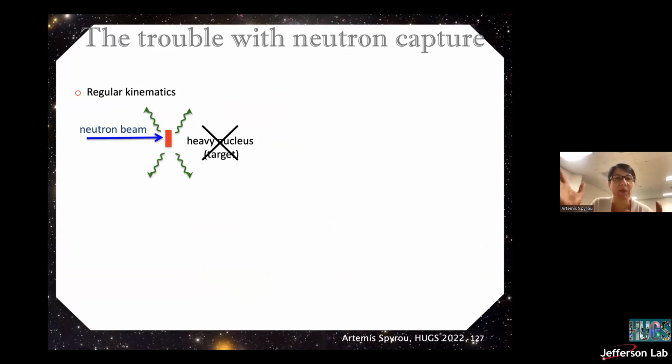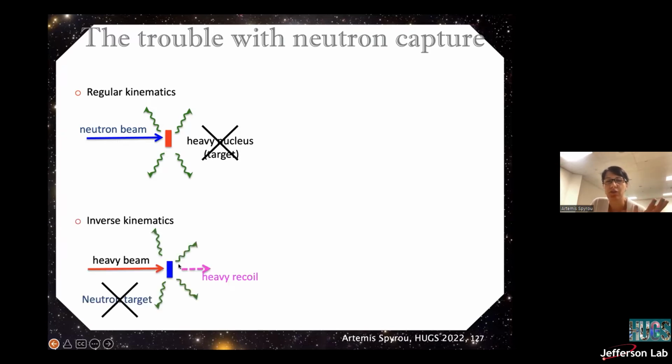And remember we talked about regular kinematics and inverse kinematics, but in both cases, if I want to measure a neutron capture on a very short-lived nucleus, it doesn't work. Either you have a neutron beam hitting a short-lived target, but you cannot make a target that lives for 2 seconds. So this is impossible.